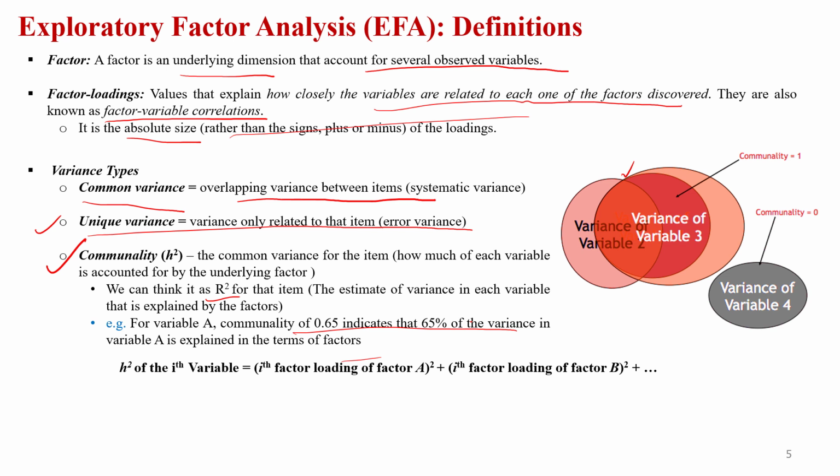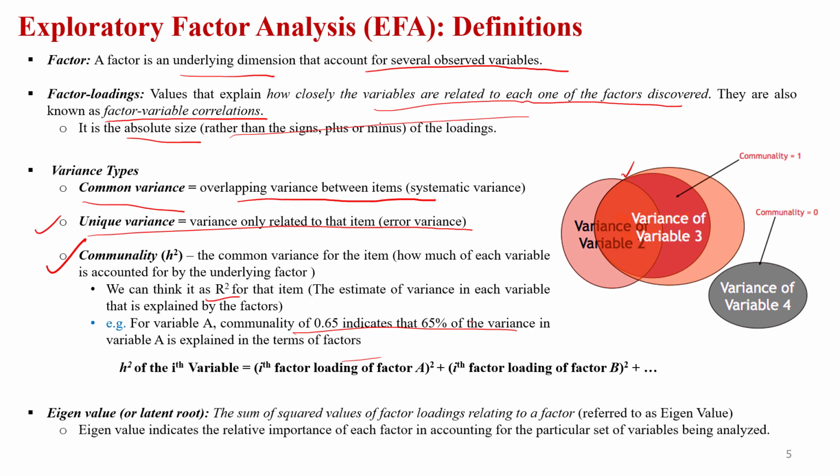Okay, and how can we calculate the communality of a particular variable? This is the formula: the ith factor loading for factor a squared, and so on. And lastly, the most important thing is the eigenvalue. Basically, the eigenvalue indicates the importance of each factor in accounting for the particular set of variables. So the higher the eigenvalue, the more variation that factor is able to explain.